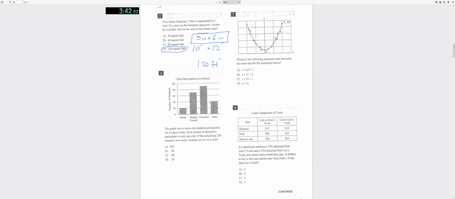All right, number 6, we've got 250 students, and students can only participate in one club, so therefore we don't have any overlap. We've got 20, we've got 70, we've got 90, and we've got 40. So if these are all the clubs in the school, then this looks to be 220 students are in a club. Now, 220 is an answer, but that's not what they asked. They asked how many are not in a club. Well, there are 30 extra students at that point.